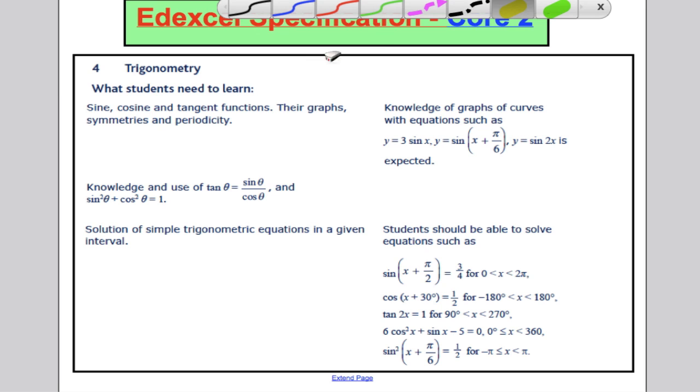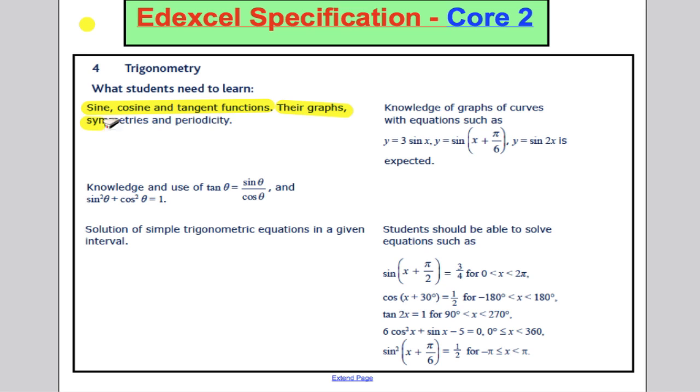Now, let's take a look at what we needed to know for Core 2. In Core 2, there was a fair bit we needed and we're going to use in Core 3. We need to know what sine, cos and tangent functions are. We need to know their graphs and various properties of their graphs. We need to know how to draw transformations of the sine, cos and tan graph. We need two very important identities and how to apply them and use them. And lastly, we need to solve various trigonometric equations. And here are examples of the type that we need to be able to solve.